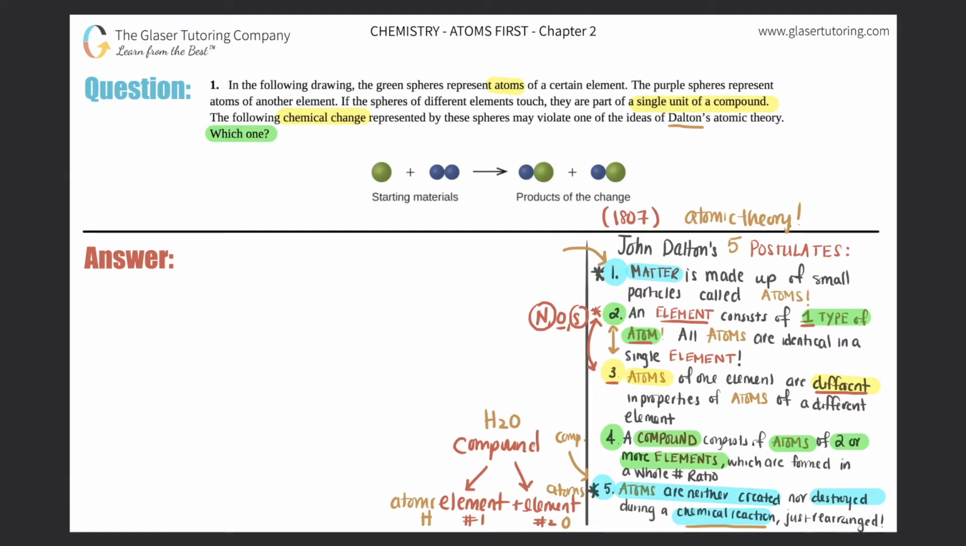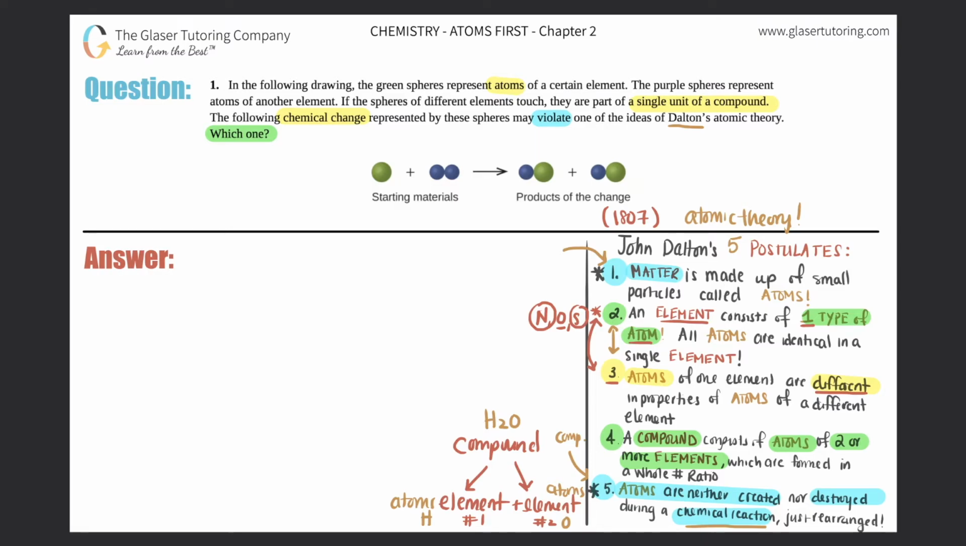You need to fill up your 5 fingers on your hand. So you've got to have a postulate for each finger on your hand, and you only have one hand, right? If you think of postulates, there's always 5 of them, so count them out. Okay. Now we just have to figure out which one of these violates the idea of Dalton's atomic theory.